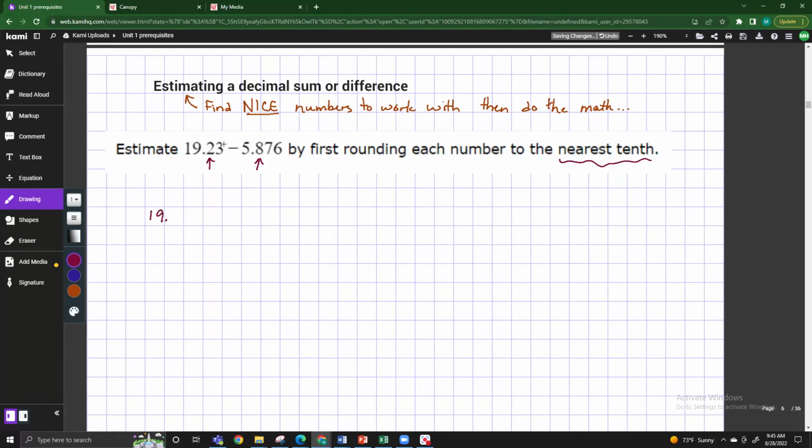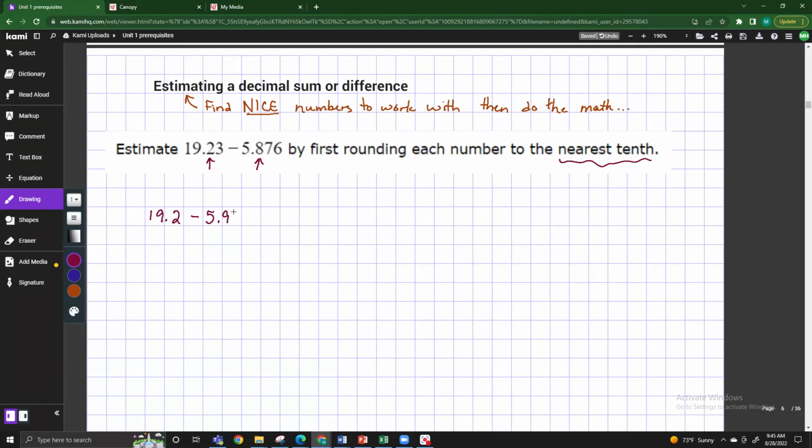The next number is the 3. You're looking at that. If it's 5 or more, I have to round up. Otherwise, I keep it the way it is. So 19.2 minus 5.8. This is bigger than 5, so this is 5.9.